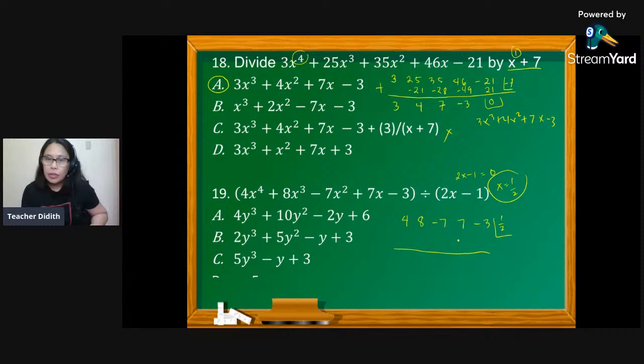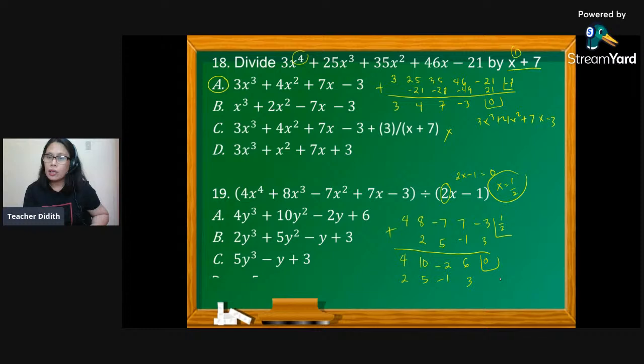Okay. 4 times 1/2 is 2. Plus 8, it's 10 times 1/2. So, this is 5 plus -7, -2 times 1/2, -1 plus 7. This is 6. And then, times 1/2, 3. So, wala ulit remainder. But take note that the coefficient of x is 2. So, we have to divide each value here by 2, except for the remainder. So, this is 2, 5, -1, and then 3.